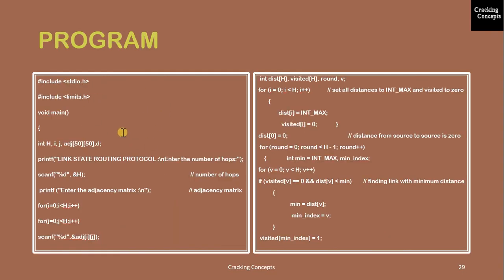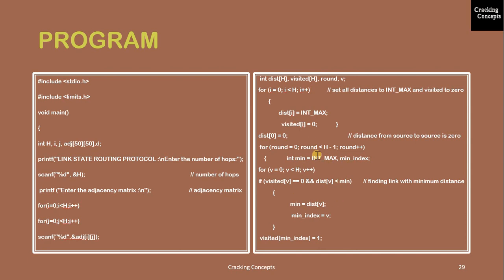Now this is how the program looks. Limits.h is added since we are using the INT_MAX macro. Now here the number of hops is entered, then the adjacency matrix is read in. Then this is the portion where the distances are initialized, setting them to infinity and the visited array to 0, and the distance from source to source being 0.